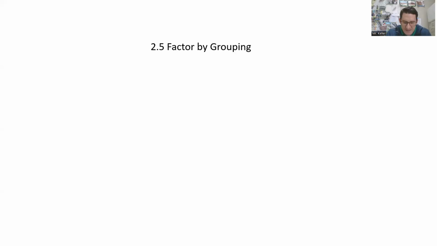All right, IM2 classes. Today we're talking about factor by grouping. So we're going to be using that greatest common factor we talked about last time a lot. And after factor by grouping, we're going to be talking about what are commonly referred to as diamond problems. But let's get right into it.